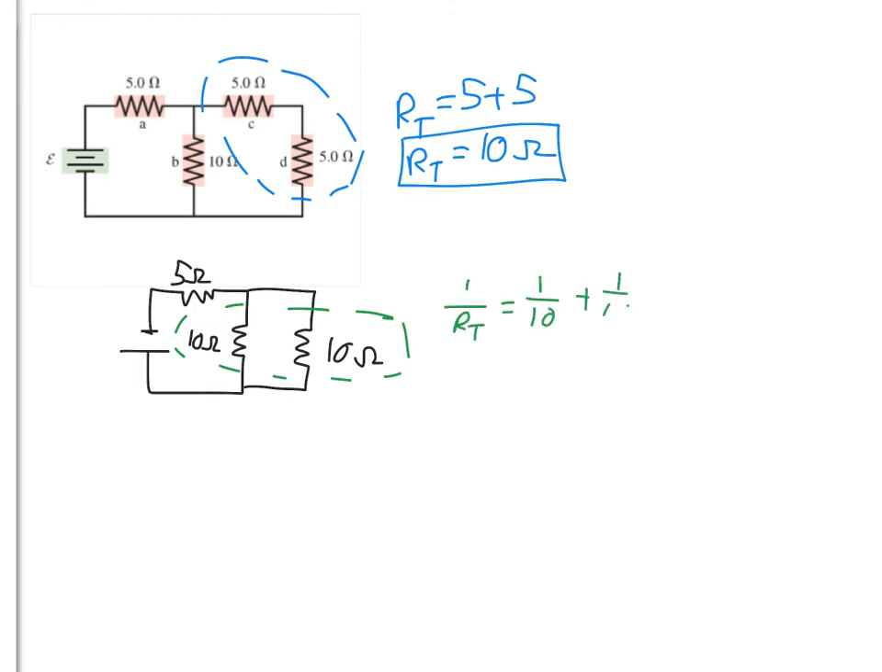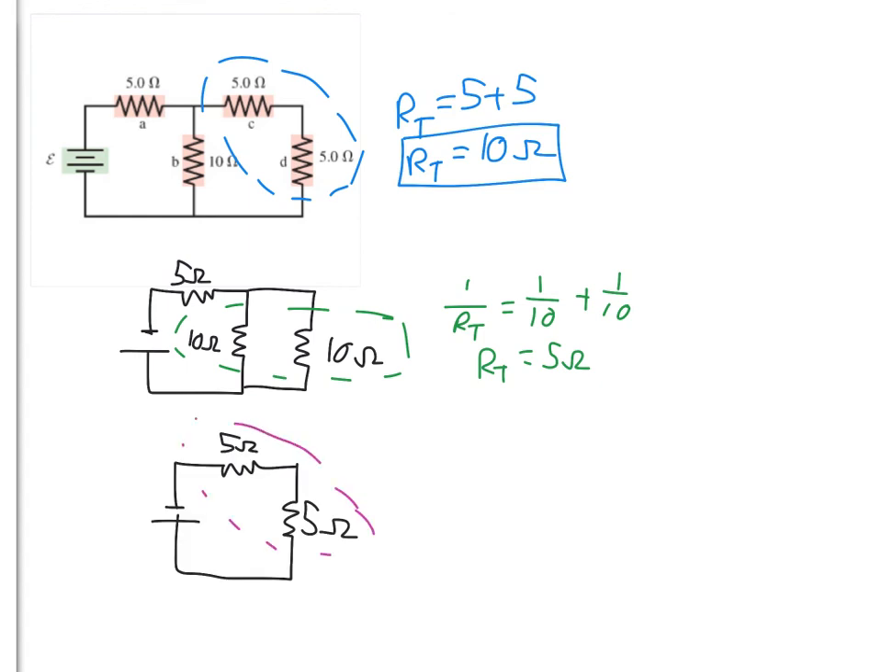1 over the total resistance is 1 over 10 plus 1 over 10, which means the total resistance of those two is 5 ohms. I'll redraw my circuit one more time, replacing the two 10s with a single 5 ohm resistor. I've replaced those two 10s with a single 5 ohm, and now I have one last combination here, those two 5s connected in series, and so I can just add them up to get a total resistance here of 10 ohms for my circuit.